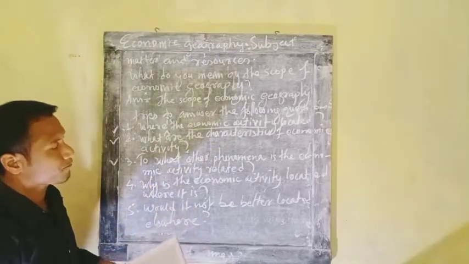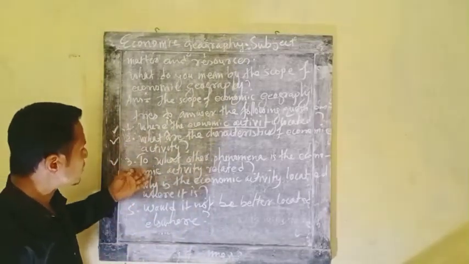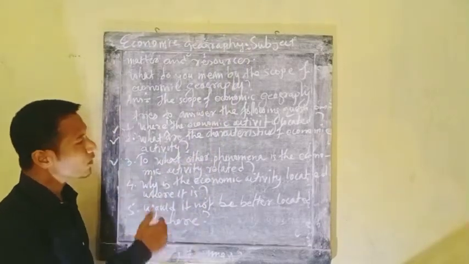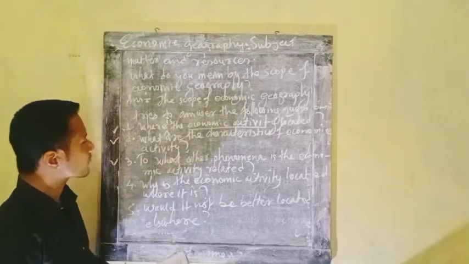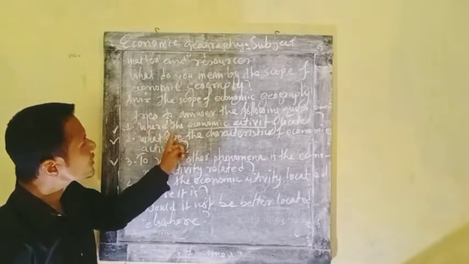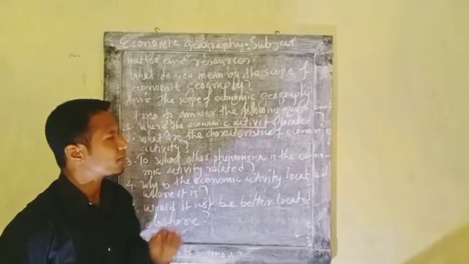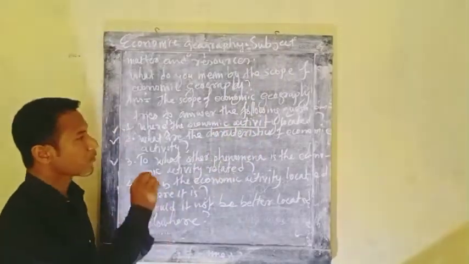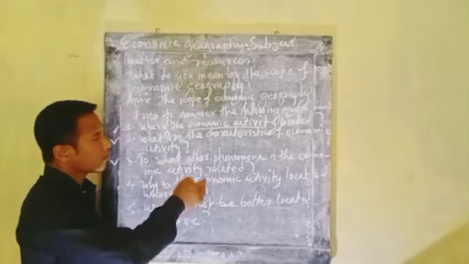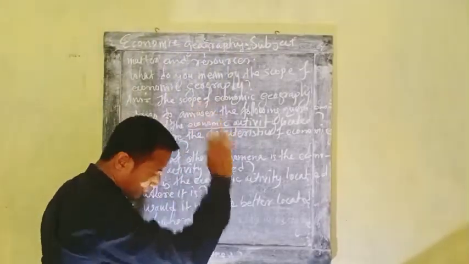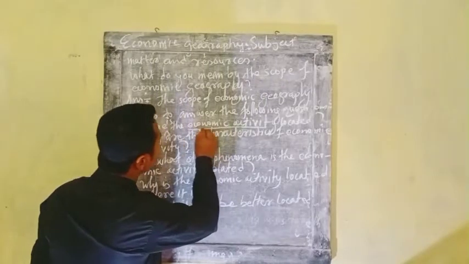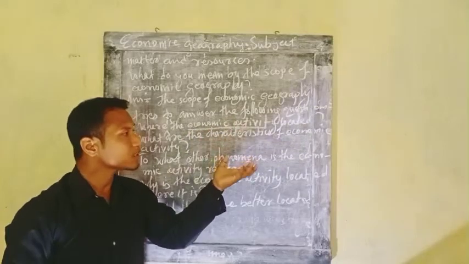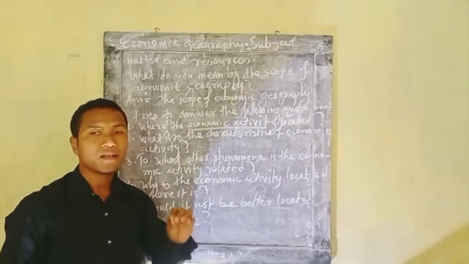Now let us go into detail. So here is the first question: where is the economic activity located? Here one thing you have to know. Yesterday I already gave you the definition of economic activity. What is economic activity? Another word for it is occupation, human occupation.